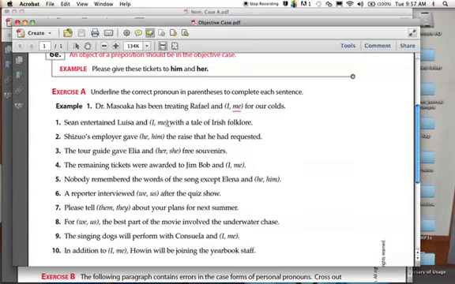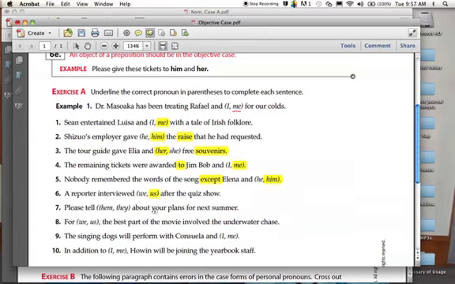Okay, Sean entertained me, direct object. Shizuo's employer gave him the raise. Raise, direct object, him, indirect object. The tour guide gave Ella and her souvenirs. Souvenirs, direct object, her, indirect object. Me, object of the preposition. Except, this is an ugly one. Except here is a preposition. So it's one of those weird, rare prepositions. Except him, object of the preposition.